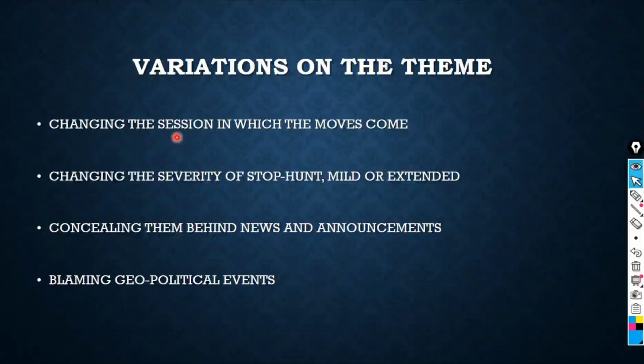Sometimes they consolidate everything behind the news and announcements. You move price aggressively based on the news. The whole day will be flat, and when the news comes, price will move. They will blame the geopolitical events. I told you an example of coronavirus. When the coronavirus lockdown started in the USA, the euro and the pound went crazy. These things they were blaming on coronavirus.